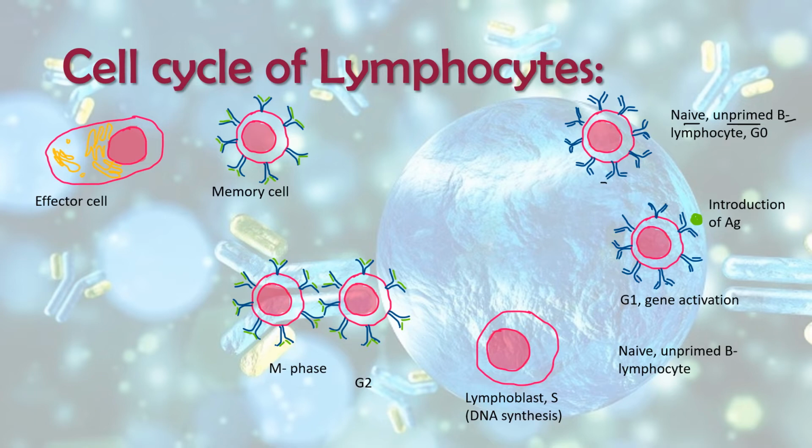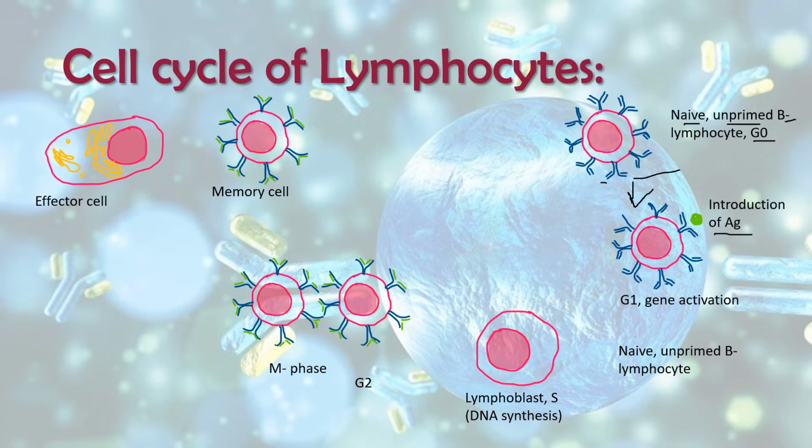At this time they are very small in structure. They are called naive or unprimed because they have not been introduced to any kind of antigen. In the activated state, they interact with the antigen. So first, when they are naive or unprimed, they remain at the G0 phase of the cell cycle. G0 means the resting phase where the cell resides until it gets activated.